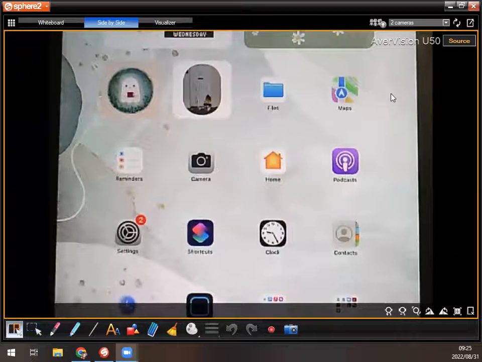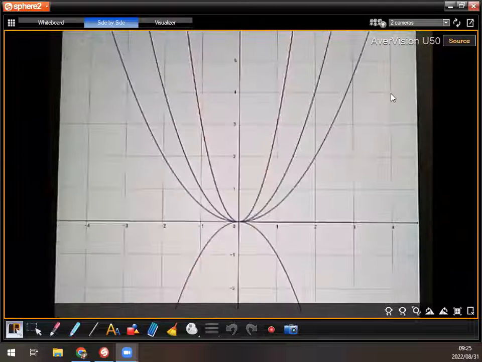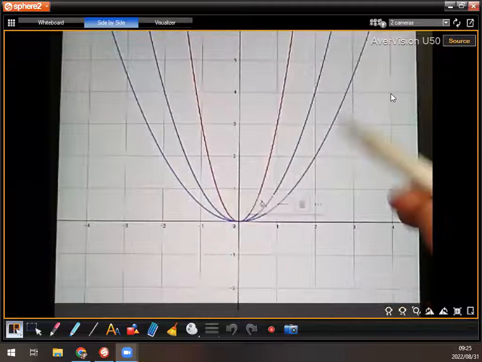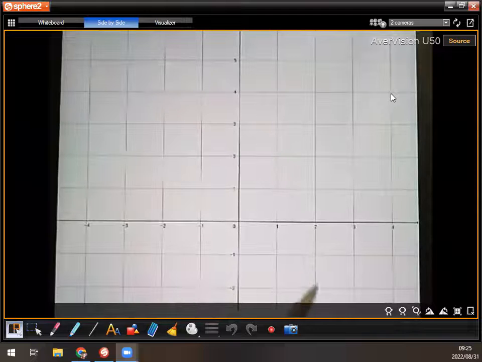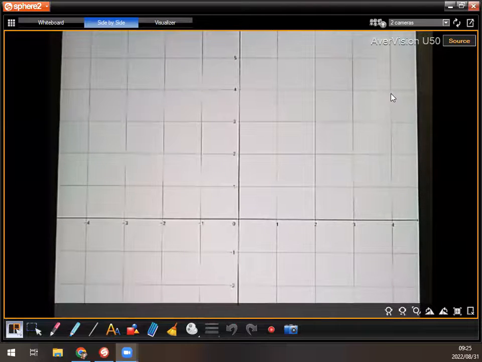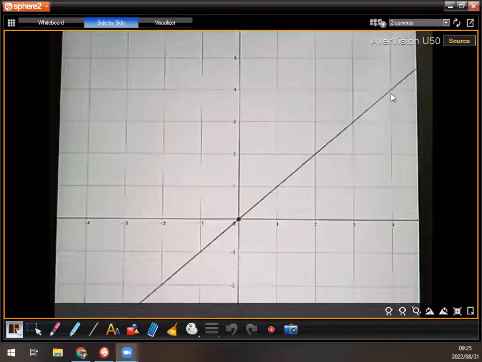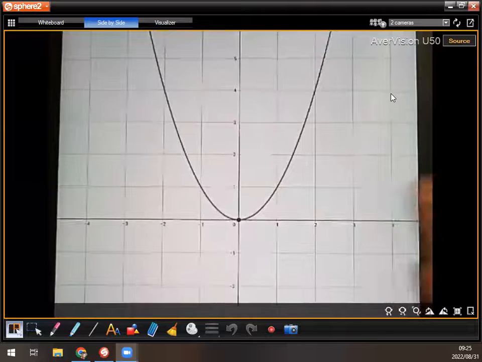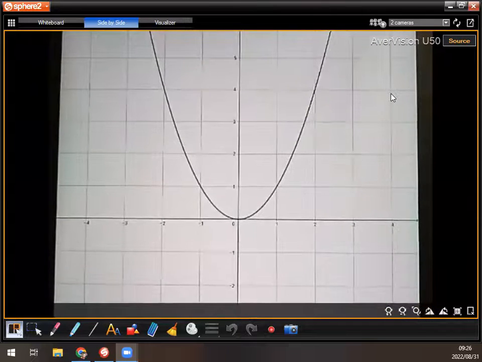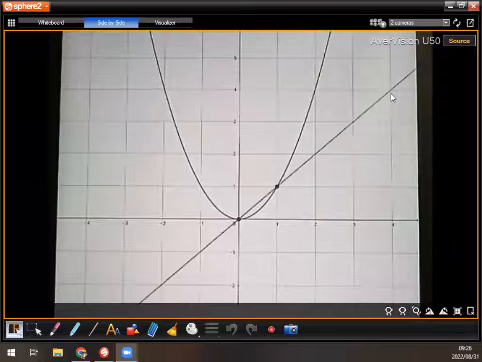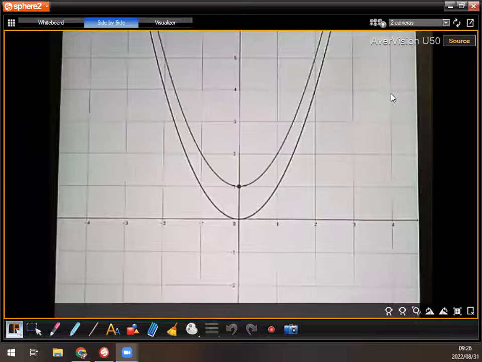Okay, so where am I now? Oh, wrong one. How do I delete these? All right, so we're doing Y equals X squared again, just as our basic one, so that we can compare the others. Now I'm going to do Y equals X squared plus 1.